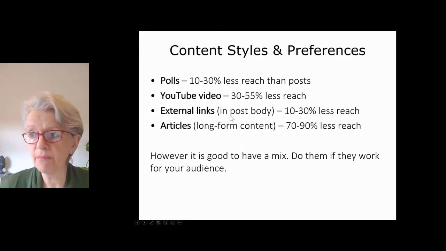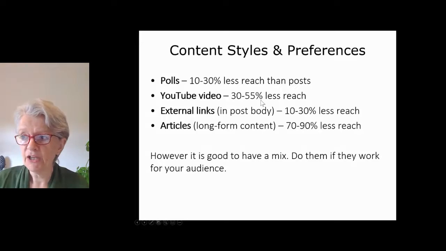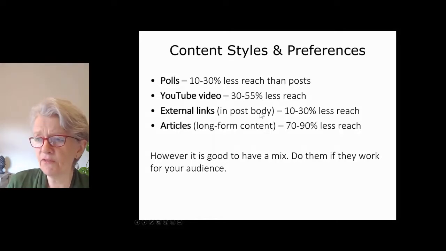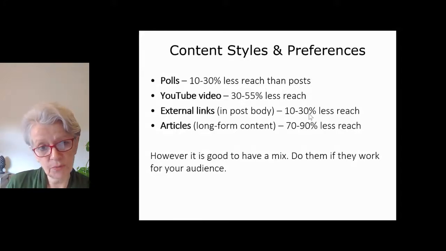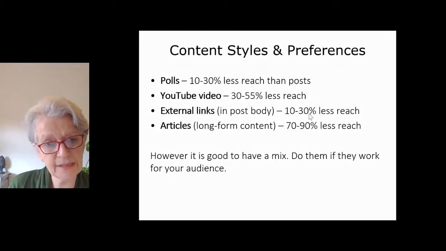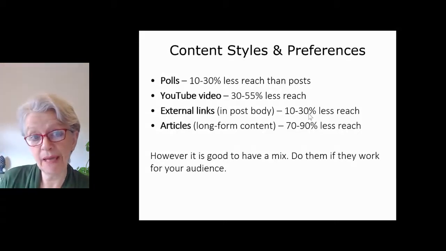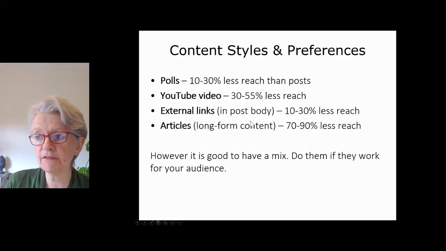And just a recap of what we've already mentioned: YouTube videos have 30 to 55% less reach. So use native video or Vimeo if you can. External links, 10 to 30% less reach. So if you're including links, do the edit hack that we've mentioned, and that reach will then become a plus rather than a negative.